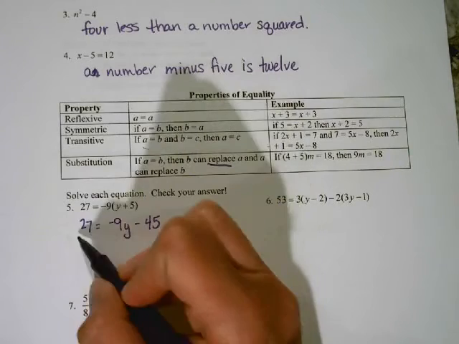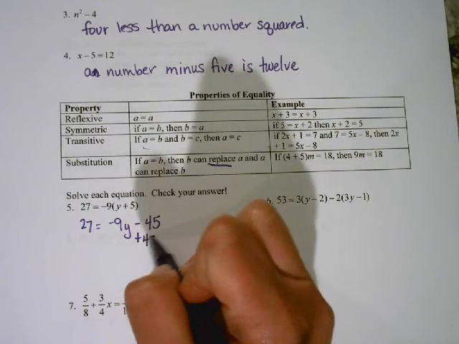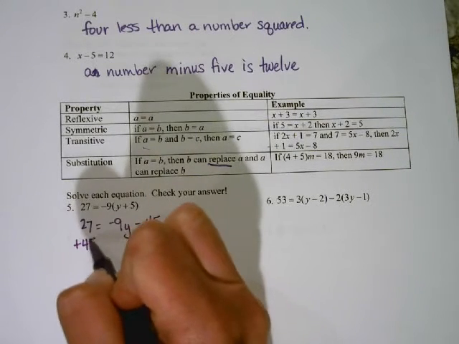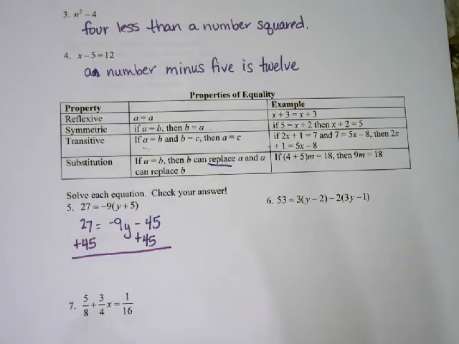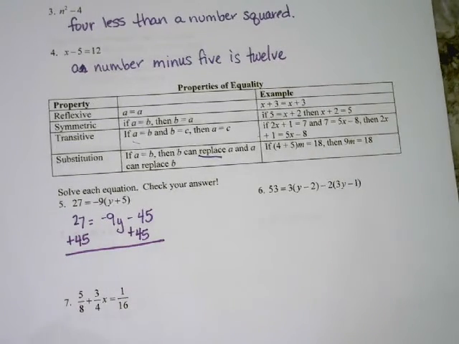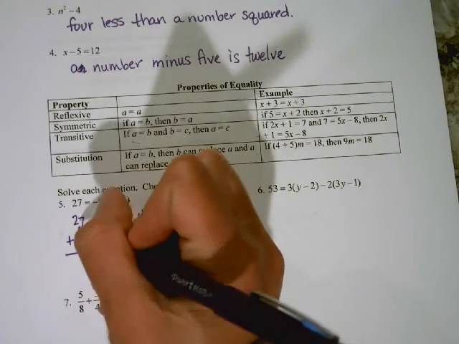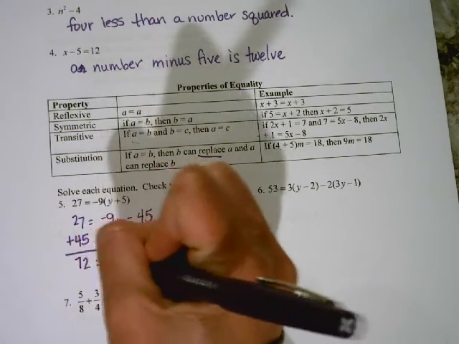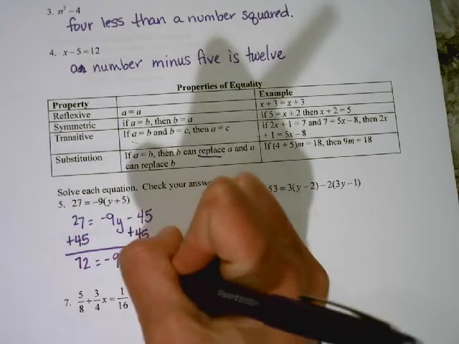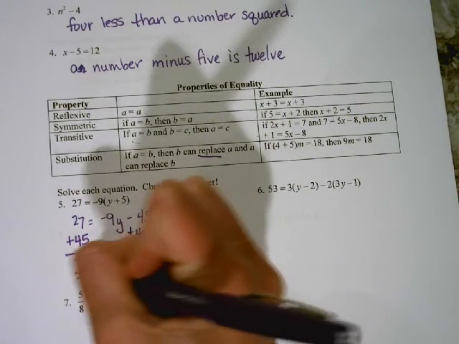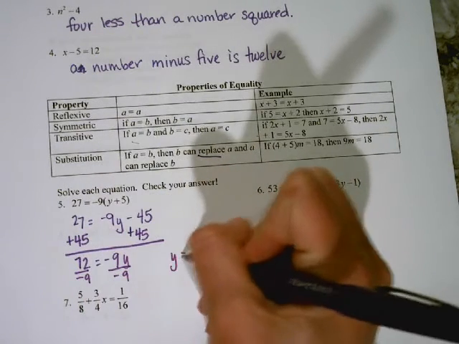And then I'm going to add 45. This is where we're using our GEMDAS backwards to figure out what y is. 27 plus 45. Looks like 72. Divide by -9. And y equals -8.